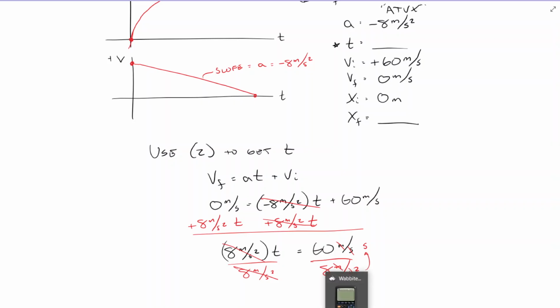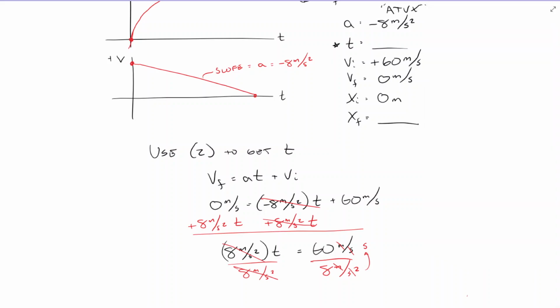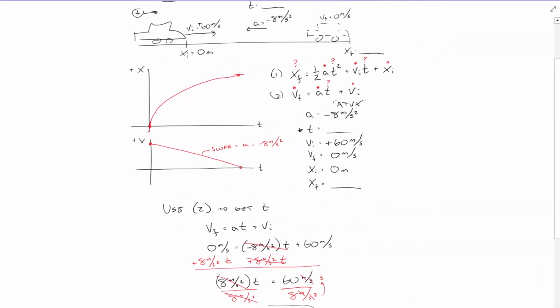Let's do a little calculation. What's 60 divided by 8? And sure enough, I get 7.5 seconds. So the time to slow down is 7.5 seconds. That is going to be my answer for how long it'll take to stop.